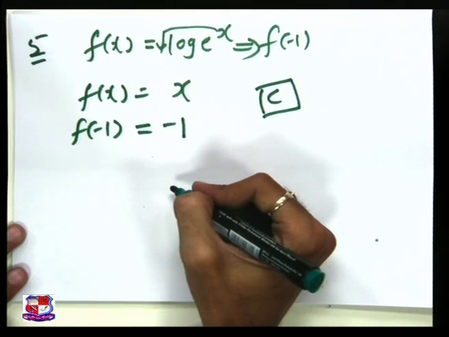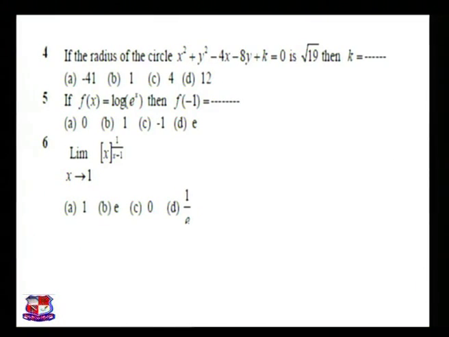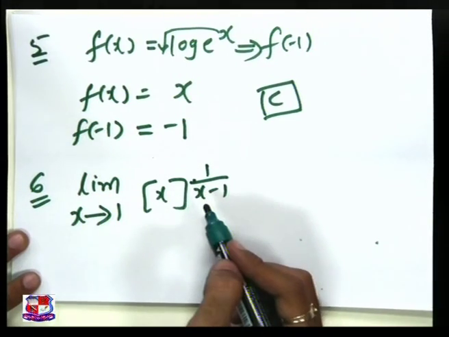Right? In the same way, for the sixth one, the question is limit x tends to 1, x raised to 1 by x minus 1. So here we can solve this example in two ways.